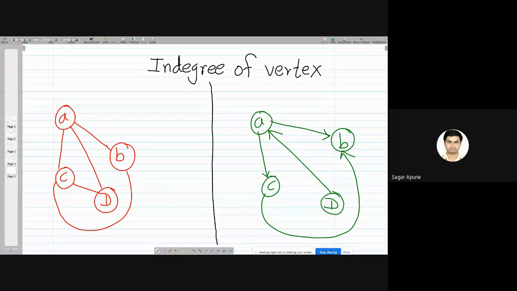C कडे डायरेक्शन कोणत्या एजचे आहे? A to C आहे. बरोबर, इथे डायरेक्टेड मध्ये बघा. So in degree of C is 1, right?